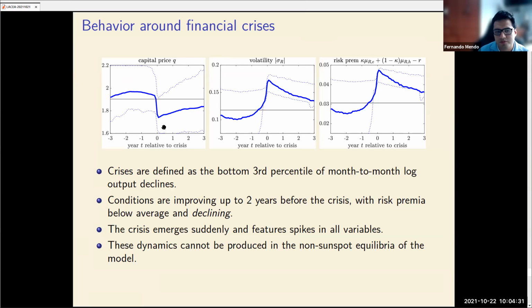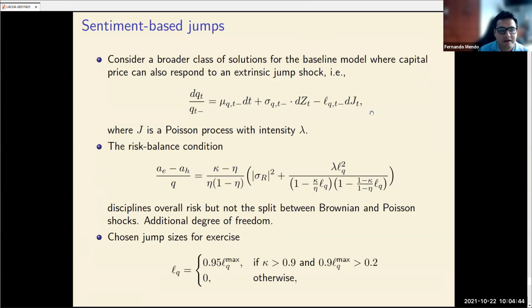Most of what we see in the data is a sharp drop in capital price once the crisis arrives, and then you recover, and a sharp spike in volatility of capital returns and risk premium. So this is more aligned with the data. I'm not going to talk about this; I did everything with Brownian motions in the paper.